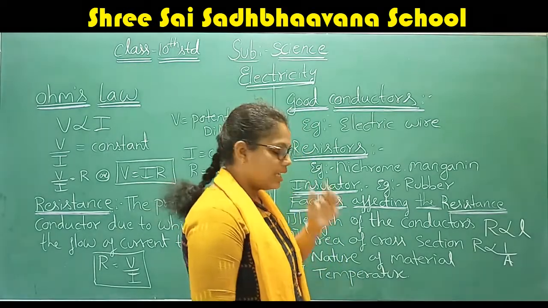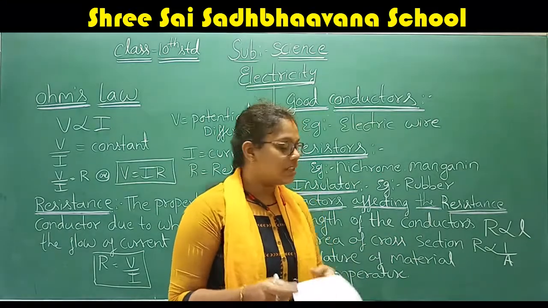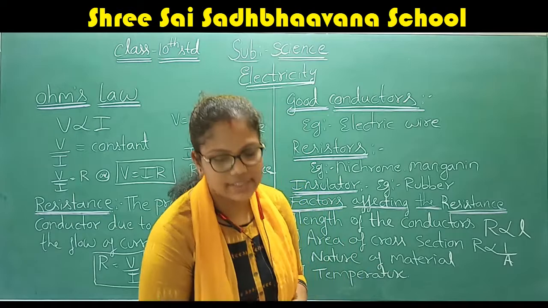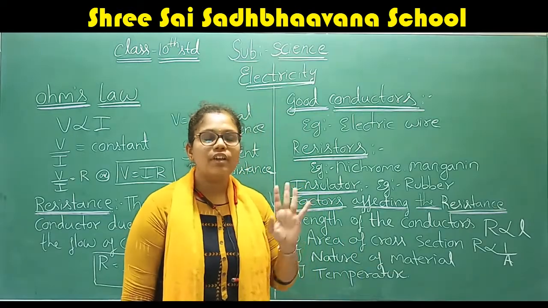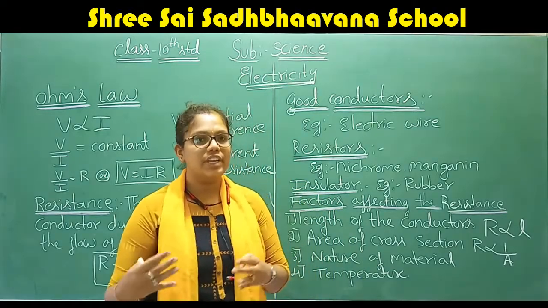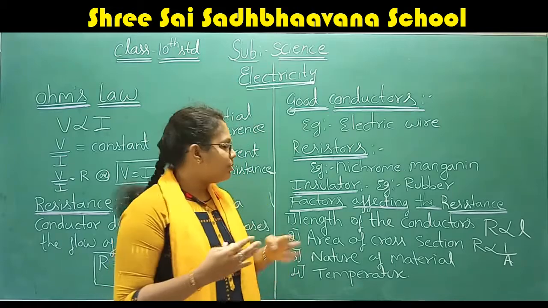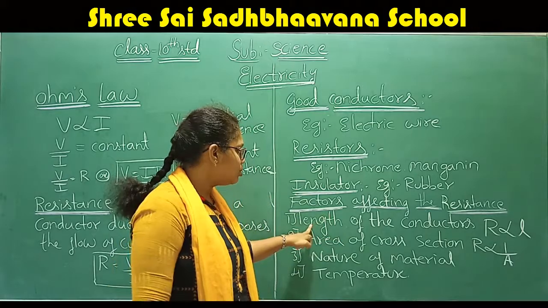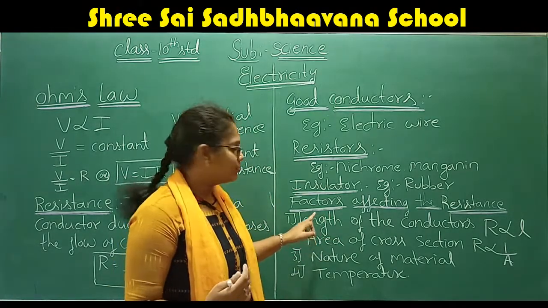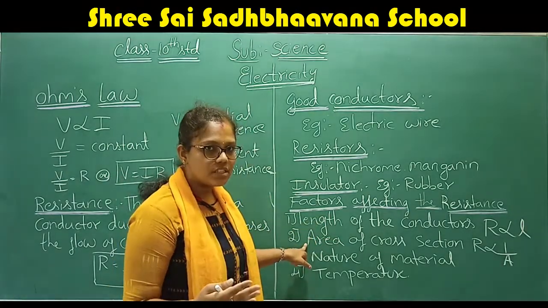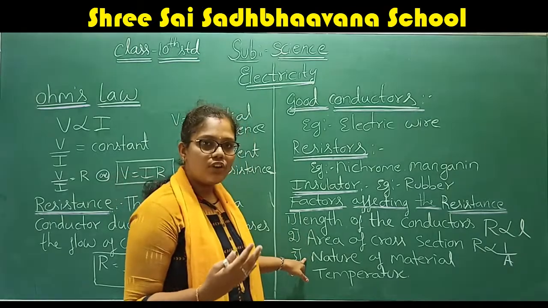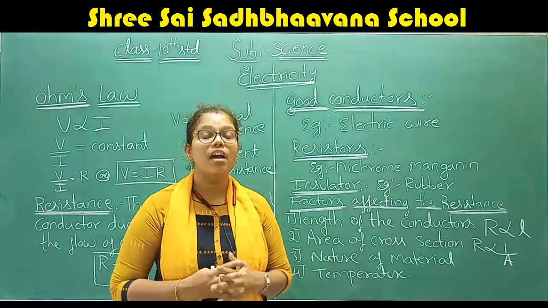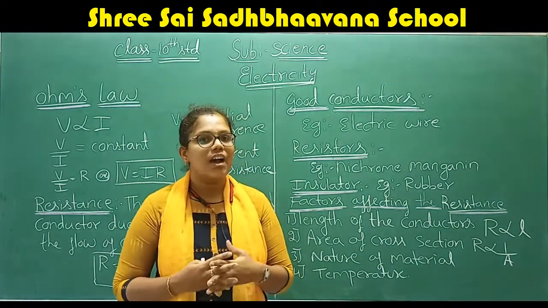These are the four important factors that affect the resistance. The first is the length of the conductor, the second is the area of cross section, the third is the nature of material, and the fourth is temperature.